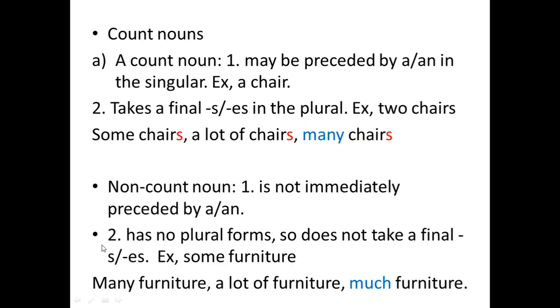So for non-count nouns, we don't use a or an, and we don't use s or es. We simply say some furniture, a lot of furniture, and this is the difference, much furniture. We use much for non-count nouns, and we use many for count nouns. This is the difference between many and much. We say many chairs, which is countable, and we say much furniture, which is non-countable.